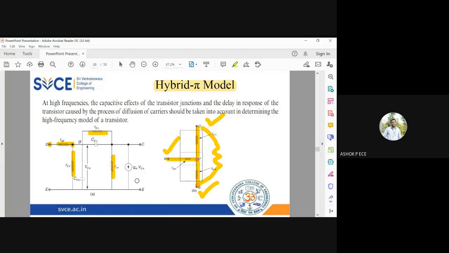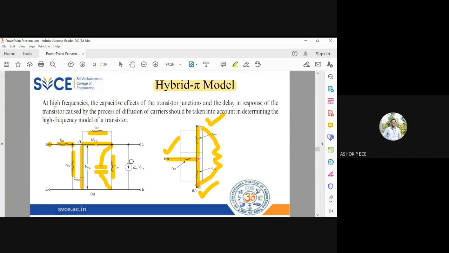Okay, and between the junctions, you will have capacitance. Between B dash and C, you have C B dash C. Between B dash and E, you have C B dash E. Between collector and emitter also, you will have a capacitance, but that capacitance value is very, very insignificant. That capacitance is always ignored because the value is very less. So we will not consider this capacitance at all.